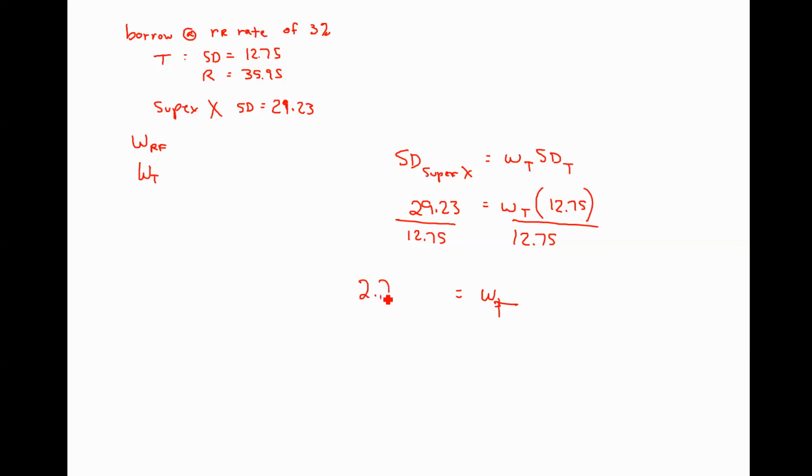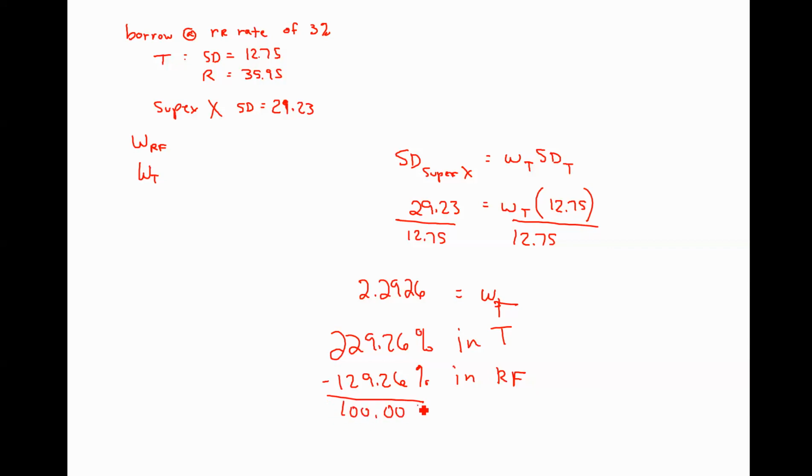So I get 2.2926. So 229.26% of my money should be in T. 1 minus 229%, or a negative 129.26%, should be in the risk-free rate. Since it's negative, it means I'm borrowing. And then these two should sum to 100%.